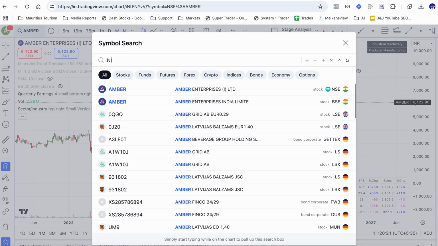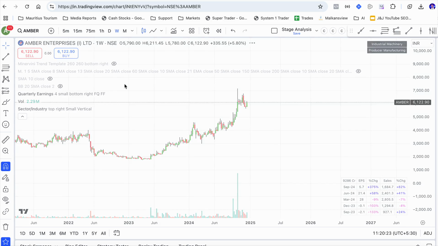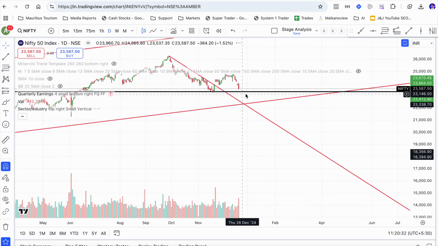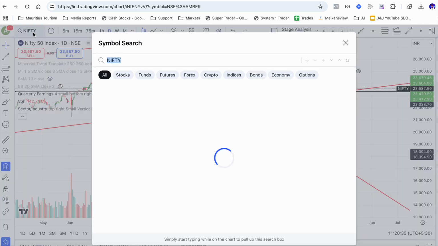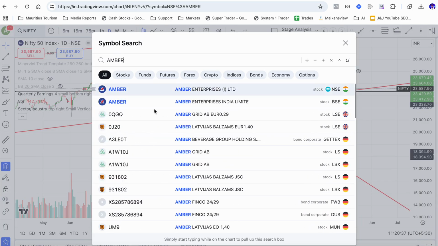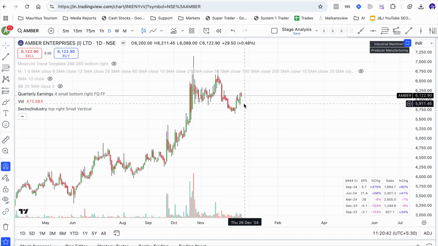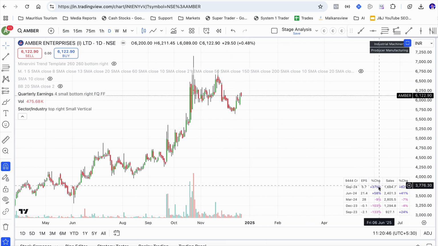Let me give you an indication of the market being down. Let me go to Nifty 50, and you can see the market is down. The market is continuously crashing. Today is the 20th of December, and the market has been crashing. But Amber, on the other hand, is not really budging a lot. It's 375% up, a strong stock.